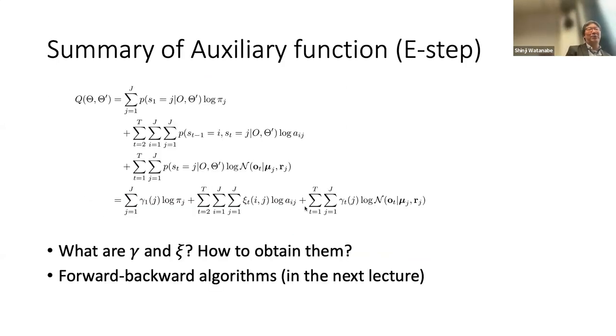So this is a summary of the auxiliary function. Initially, there is the summation over the sequence, which we cannot solve. If we had 10 to the power of 92 or something like that of memory, we could solve it, but otherwise we cannot. By using this auxiliary function, we can remove all the summation over the sequence and make the computation tractable. Very cool. However, I didn't mention how to solve this part, so I will explain it later in the forward-backward algorithm.